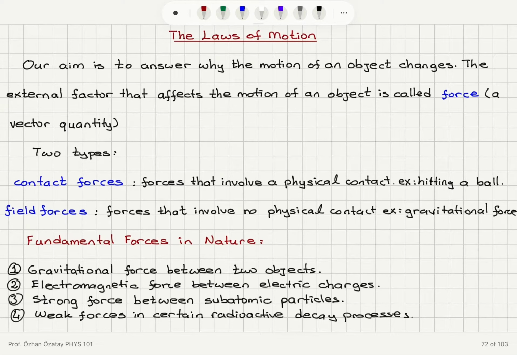Okay, so what are the fundamental forces in nature? We have four. First one is gravitational force between two objects. This appears between two objects whenever they have a mass. Electromagnetic force is between electric charges. There's the strong force that is in between subatomic particles, so that's in the nuclear scale. And there's the weak force in certain radioactive decay processes. So gravitational force, electromagnetic force, strong force, and weak force are the four fundamental forces in nature.